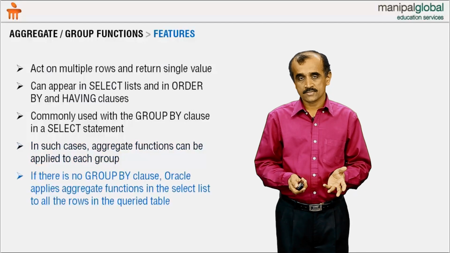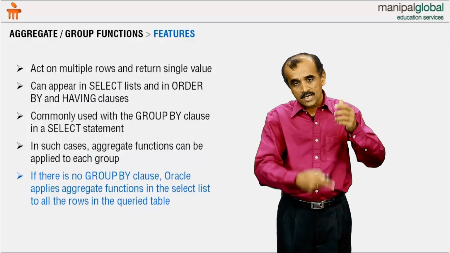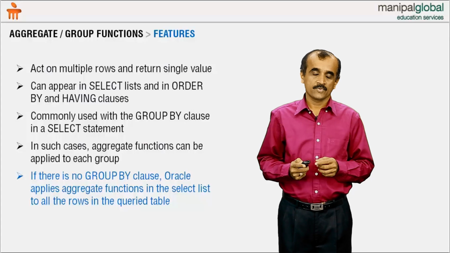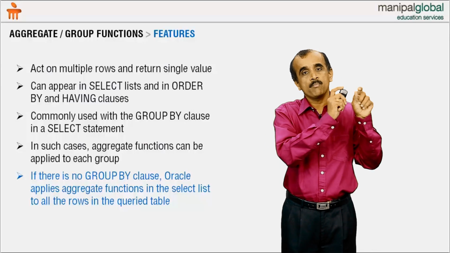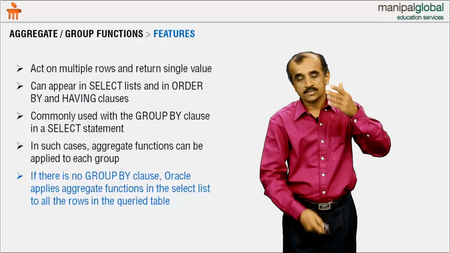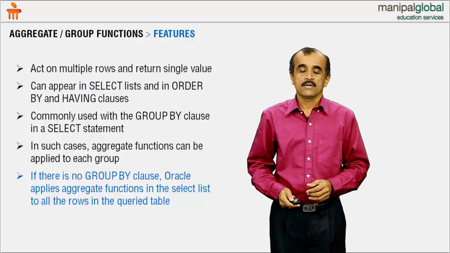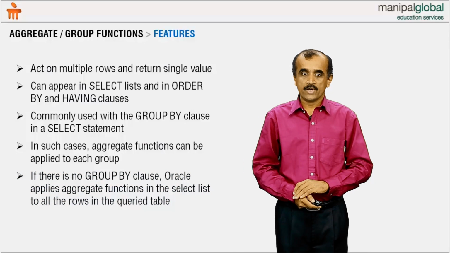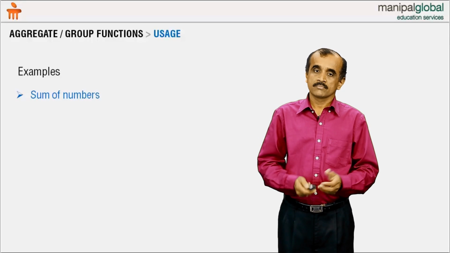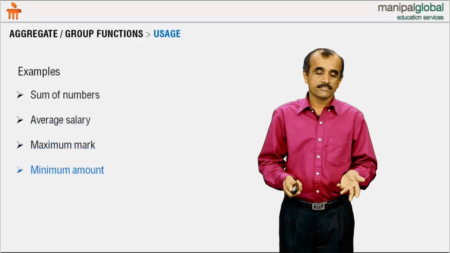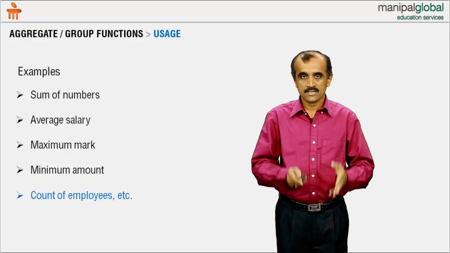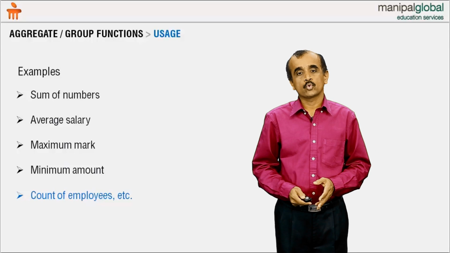If there is no group by clause mentioned, Oracle applies the aggregate function in the select list to all the rows in the queried table. If I just say select max book cost from books, it will give me the most expensive book among the books that I have. So, those are the features of aggregate or group functions. Some examples: sum of numbers, average salary, maximum mark, minimum amount, count of employees in a department or maybe in a whole organization. All these are general examples of aggregate or group functions.